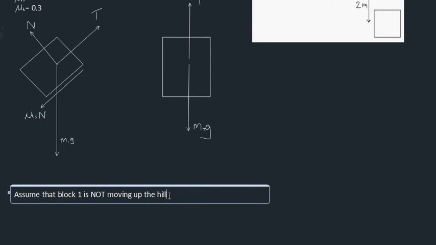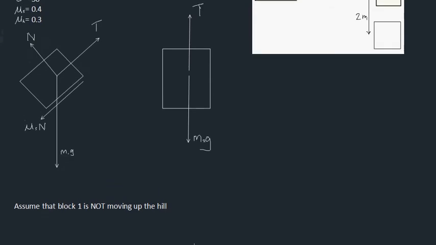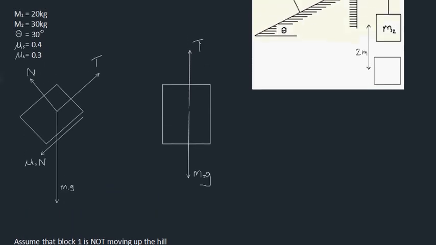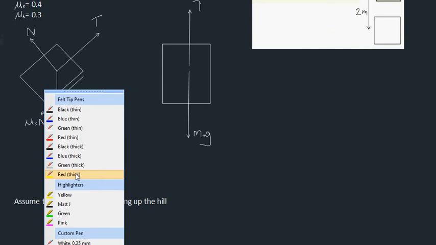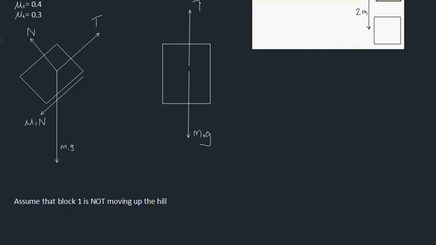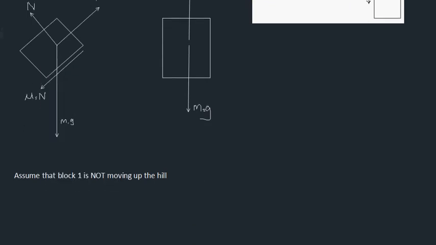And this is really important. This is an important assumption to make. Assume that block 1 is not moving up the hill. Now I'm going to dedicate my time to determining whether this assumption is valid or not, right? And we can do this quite easily now that we've made this assumption by doing this.